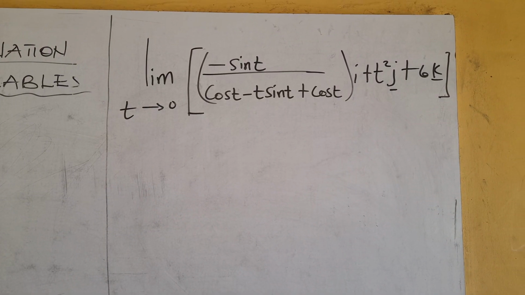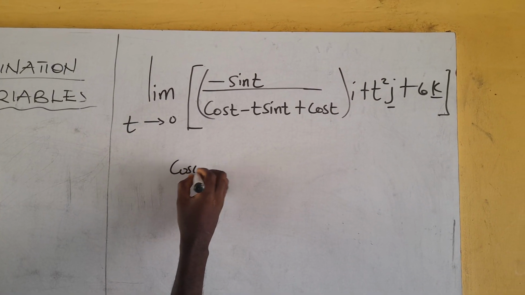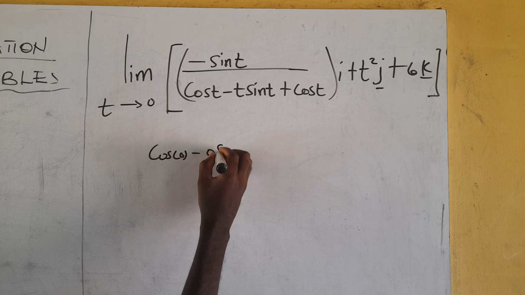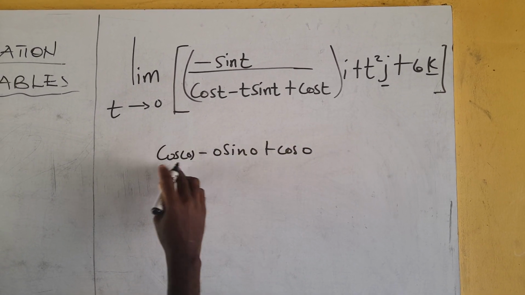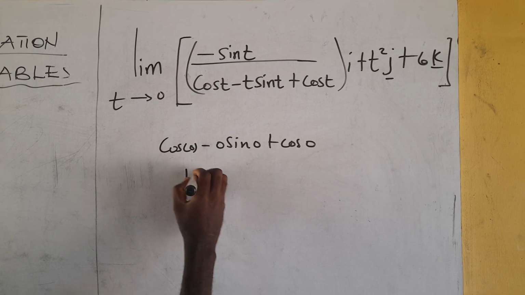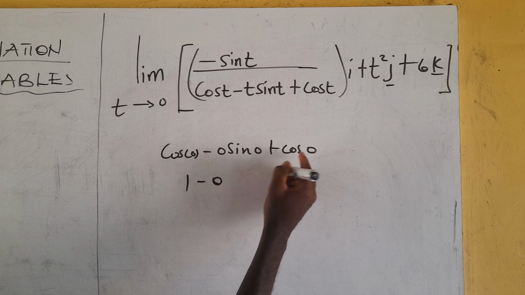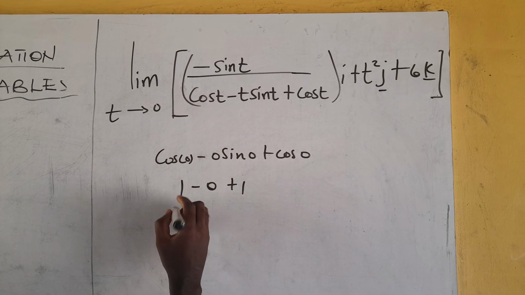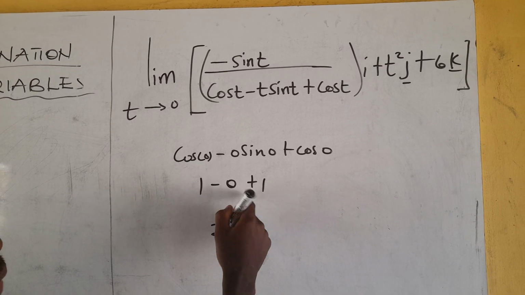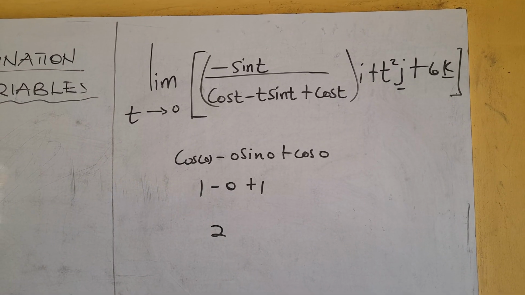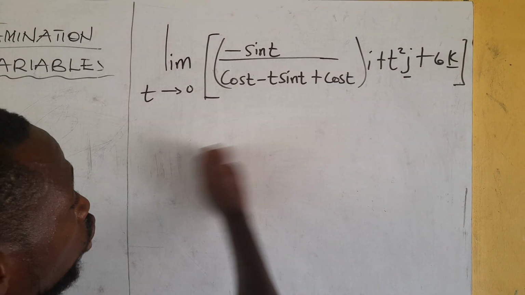So we'll try substituting again to see if the denominator will be 0. So cos 0 minus 0 sine 0 plus cos 0. Cos 0 is 1, minus 0 times sine 0, that will be 0. Then cos 0 is 1 again. Then 1 plus 1 is 2. The denominator is no more 0. Then we can substitute. That's one good aspect of L'Hopital.